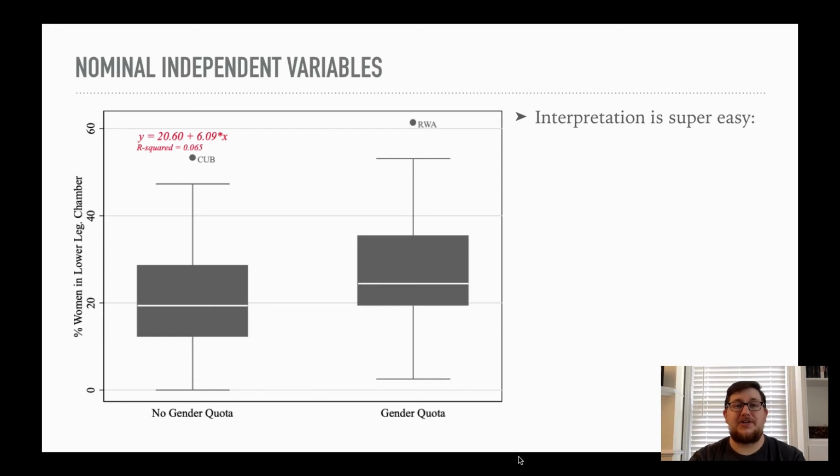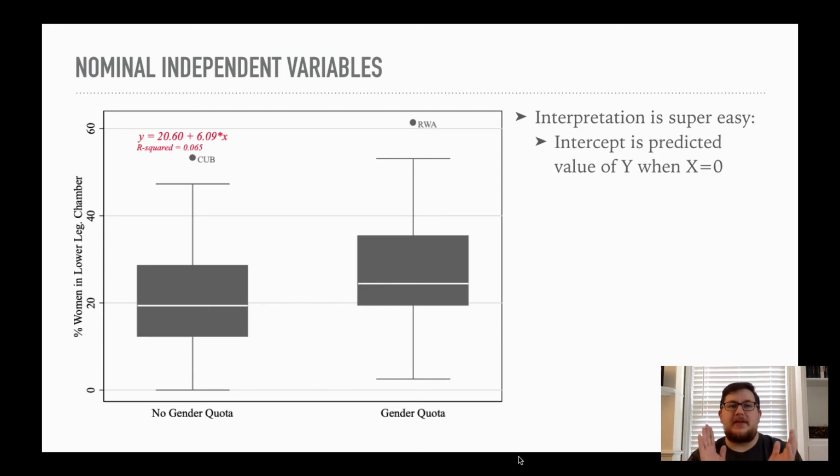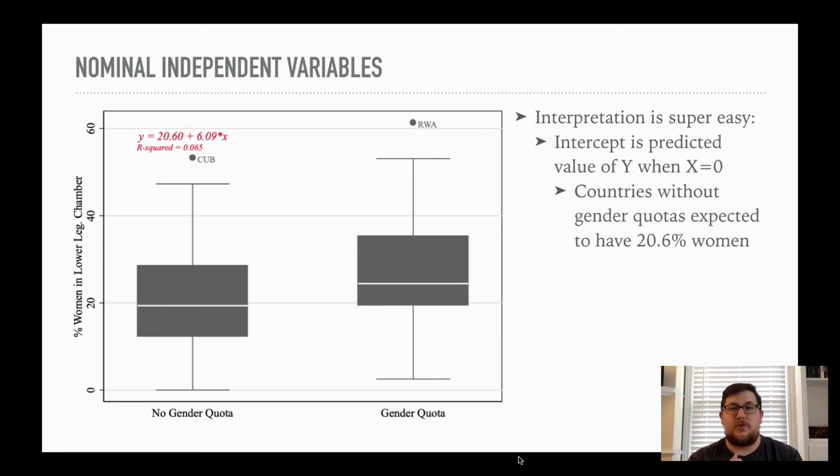Now, the interpretation of a dummy variable regression is stupidly easy. The intercept, as you know, is the predicted value of y when x equals 0. So in our case, countries without gender quotas are expected to have 20.6% women. Okay, that's all it is.